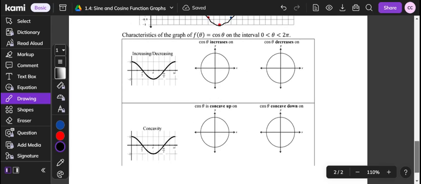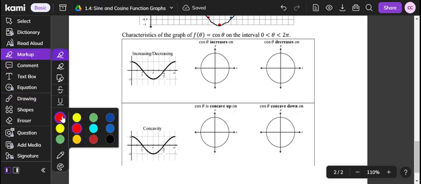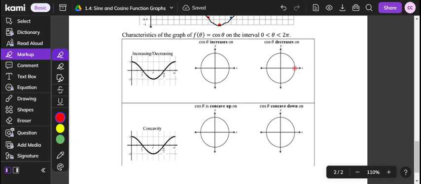So let's wrap up these notes by talking about the increasing and decreasing intervals for cosine and then the concavity of cosine. Okay, so for increasing, decreasing, it looks like if we start at 0, we are decreasing all the way until we get to pi. All right. So for the decreasing, remember I made that red. From 0 to pi, we are decreasing. And then we are increasing from pi all the way back to the start of the circle up to 2 pi.